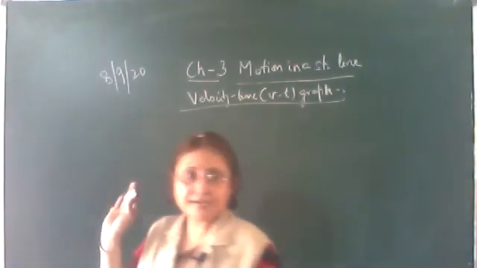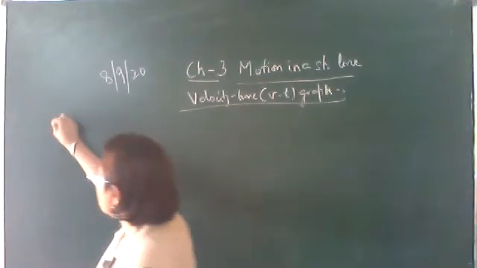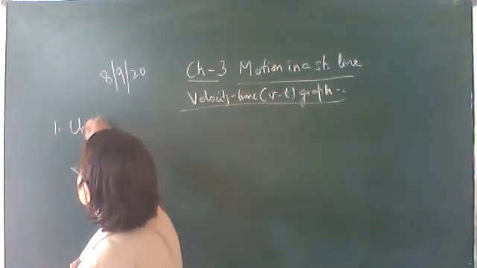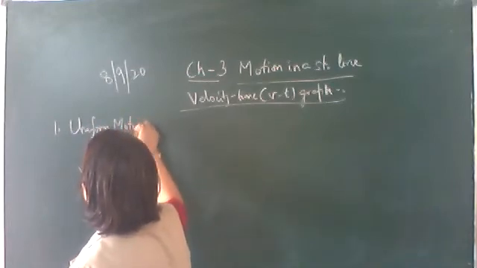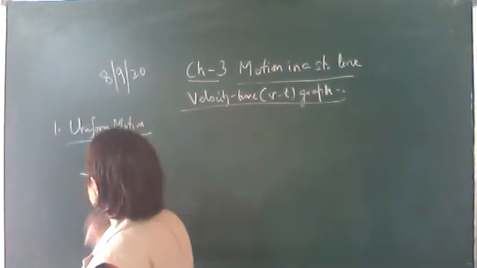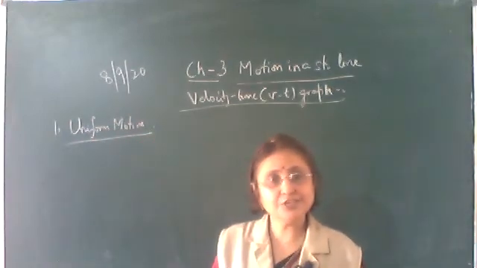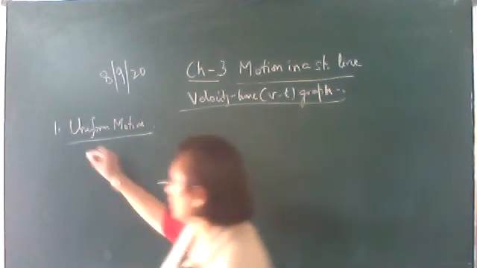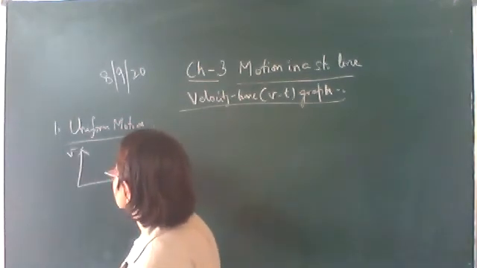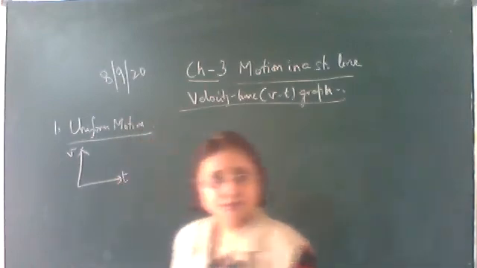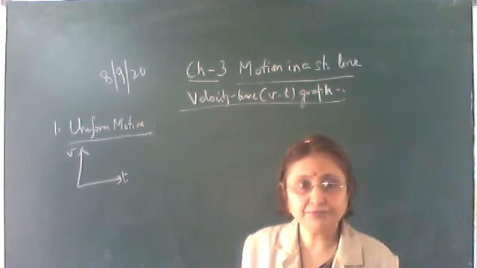Okay, object at rest, velocity is 0. So we won't draw for that. We'll start from uniform motion. Uniform motion means equal distances in equal intervals of time. That is, its speed or velocity is constant. Now here we have to plot the VT graph. How will be the graph? How will be the shape of the graph?